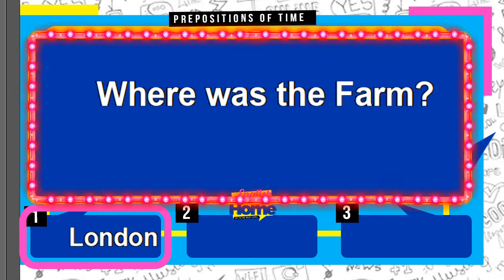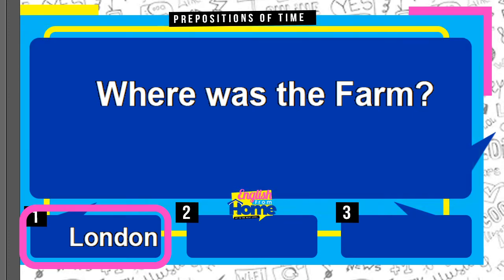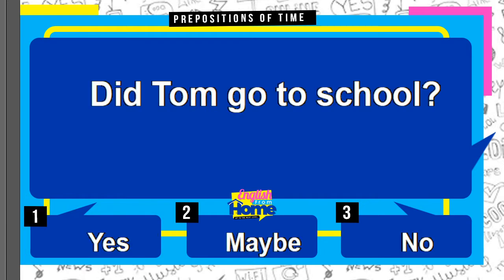Okay, let's see. So the correct answer is number 1. Danny, you're right. The farm was in London. All right, let's continue with number 3.